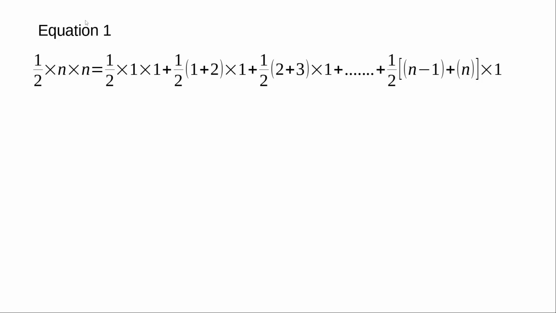Now let us do some mathematical jugglery. As we know from the previous slide, the area of the triangle is going to be half n into n, that is half base into height.